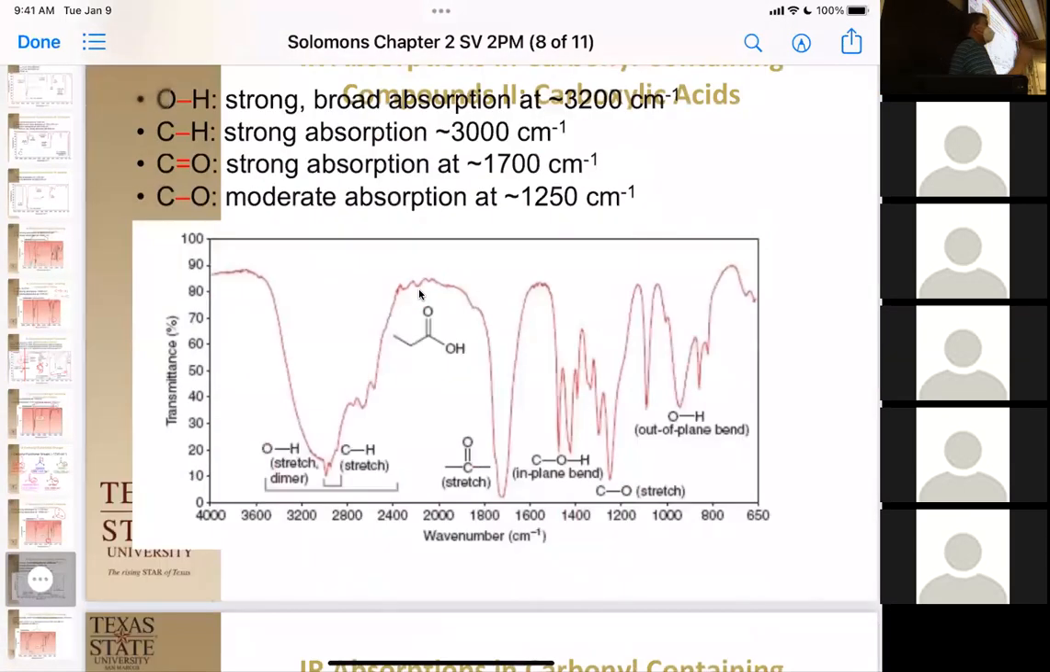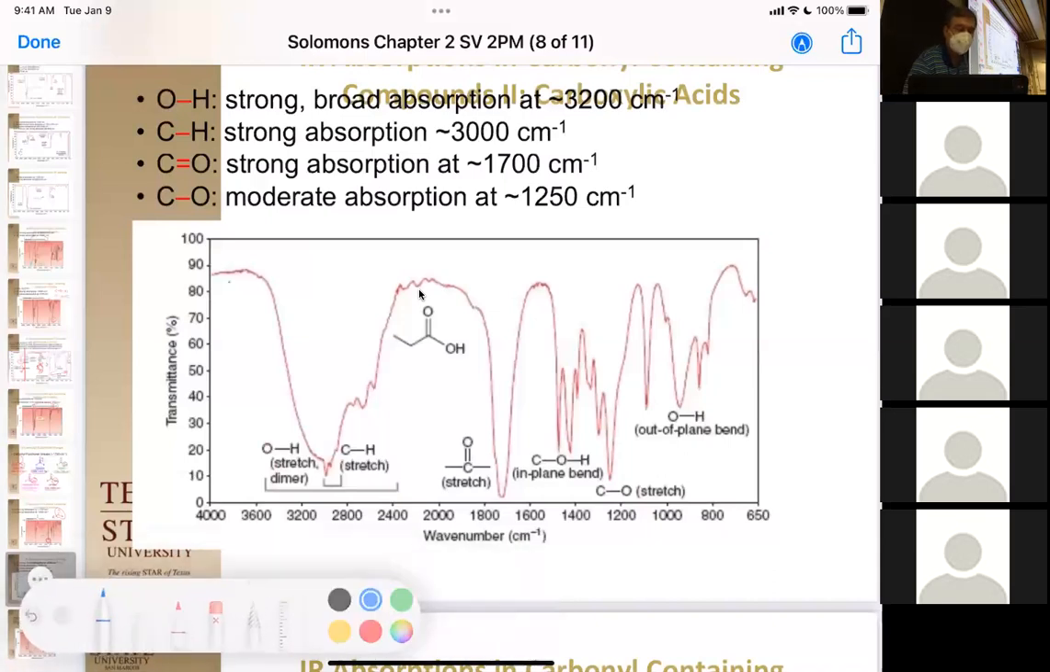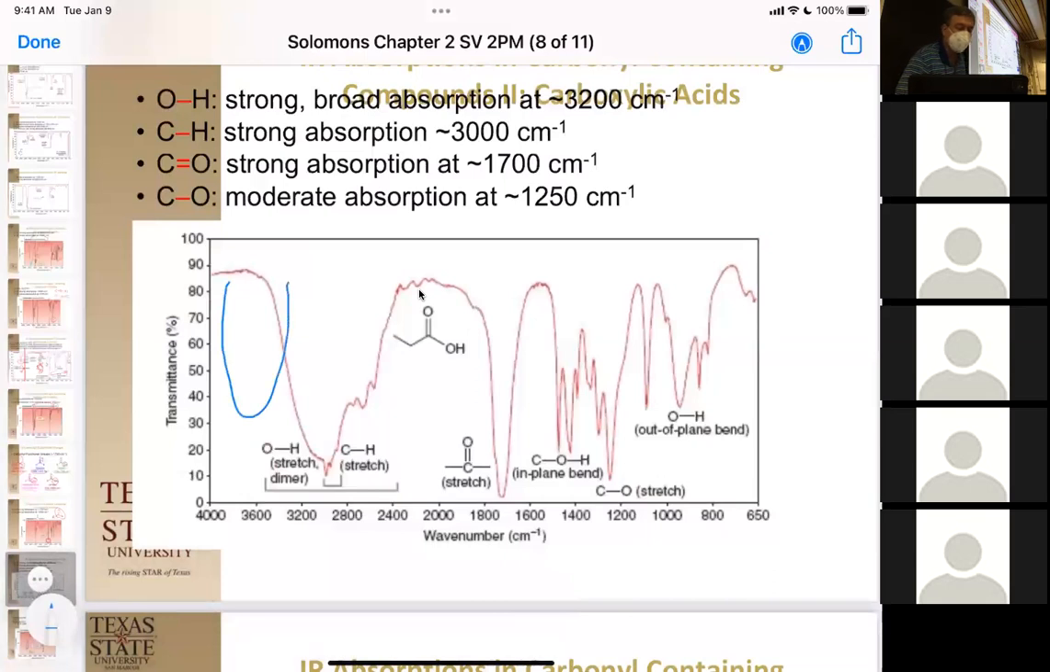Now I said watch out for that hydrogen bonding peak in the OH. If it's an alcohol, that OH peak is broad, always above 3000. The OH peak in a carboxylic acid is centered on 3000 and covers that entire range. See how if this was just an alcohol, this big peak would be over here. But because it's the carboxylic acid, it actually overlaps 3000. That's the big difference between the alcohol and the carboxylic acid.